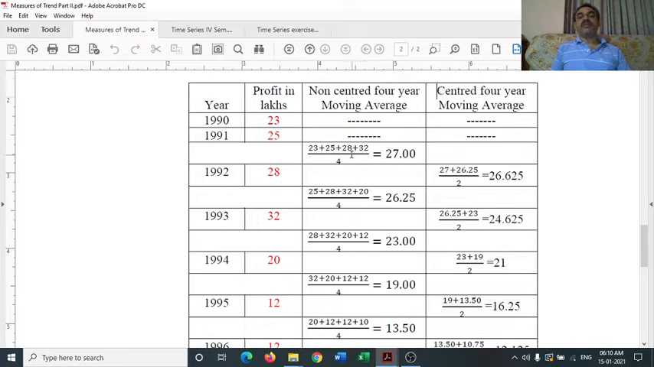In that manner, we calculate the non-centered moving averages in the first phase. Again, for the second bunch, starting from 1991 to 94, the average will be the sum of 25, 28, 32, and 20, which is 26.25. This is placed in between 92 and 93. That is the middle of the bunch starting from 91 to 94.